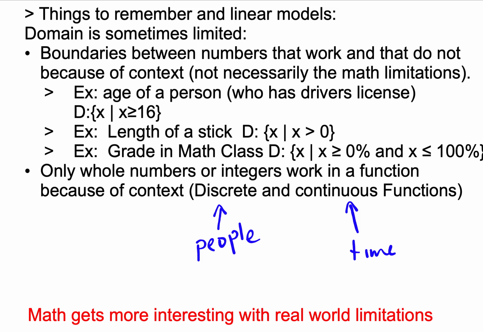But if I take people and try cutting them into like half a person or a third of a person, they will, if they remain alive, retain value as a person. They'd be counted as a person. If not, it would just be body parts, and we wouldn't consider that a person. Just body parts that are no longer living. Anyway, math gets more interesting with real-world limitations.